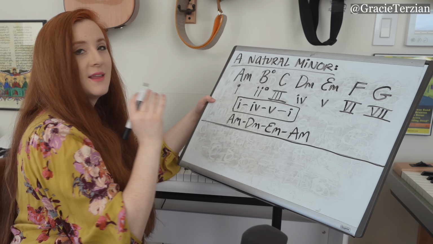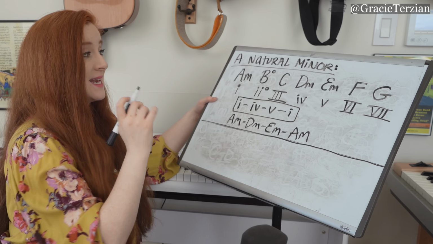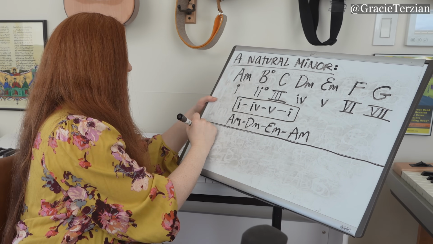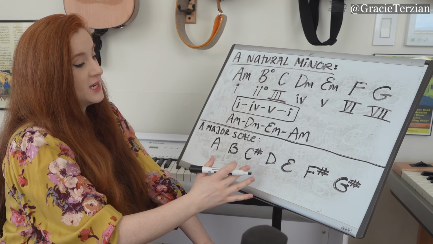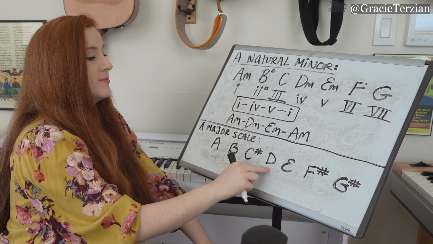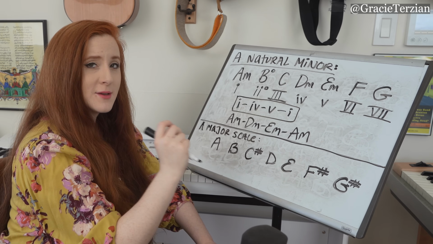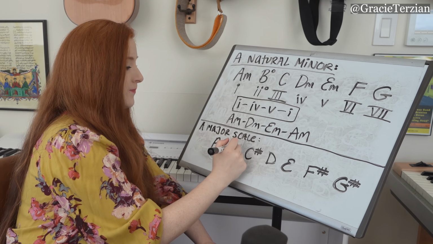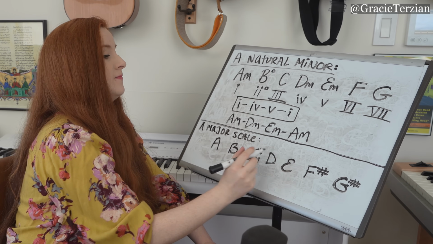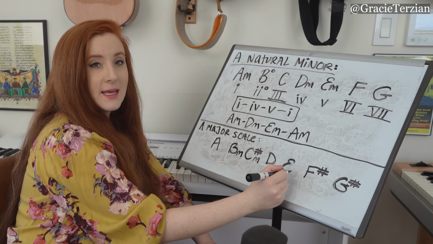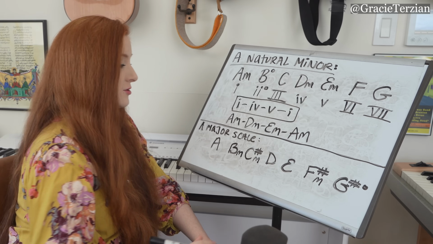So let's say I'm in the key of A major instead of A minor. So now I'm going to write out the notes in an A major scale, okay? So the notes in an A major scale are A, B, C sharp, D, E, F sharp, G sharp, okay? And the diatonic chords of A major are A major, B minor, C sharp minor, D major, E major, F sharp minor, and G sharp diminished.